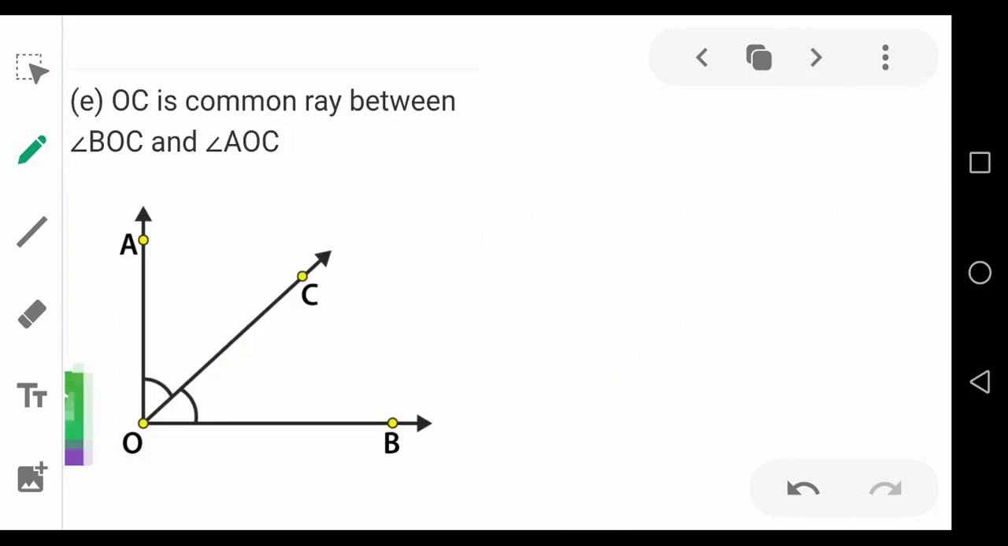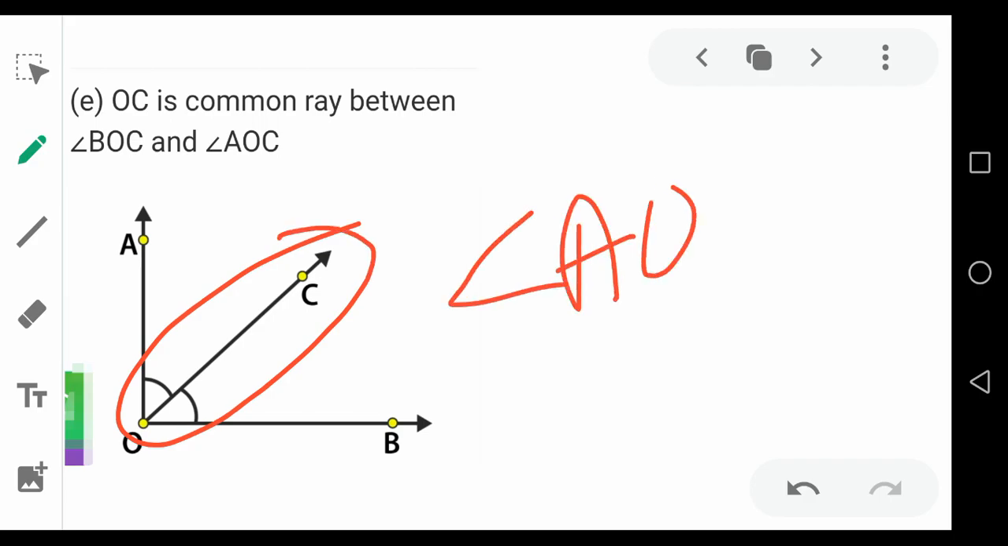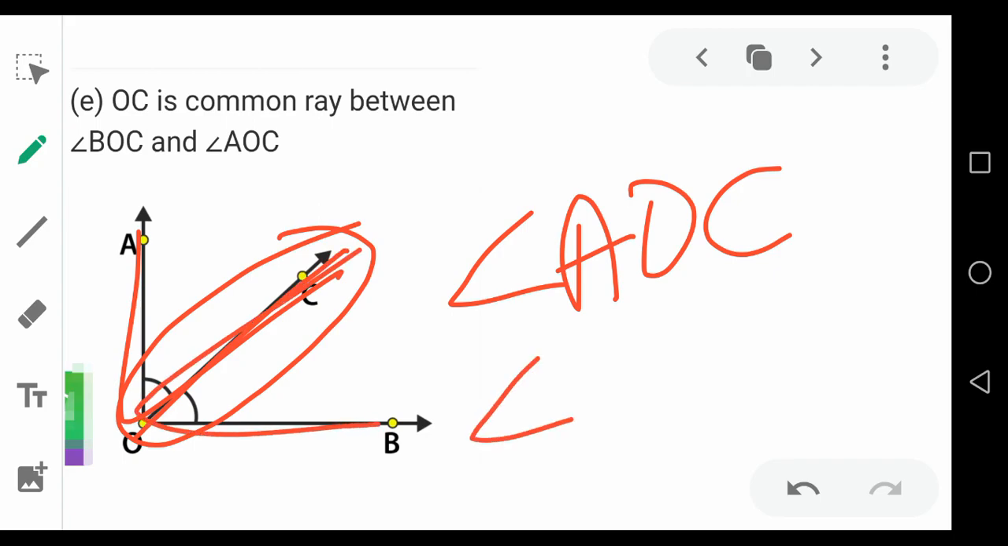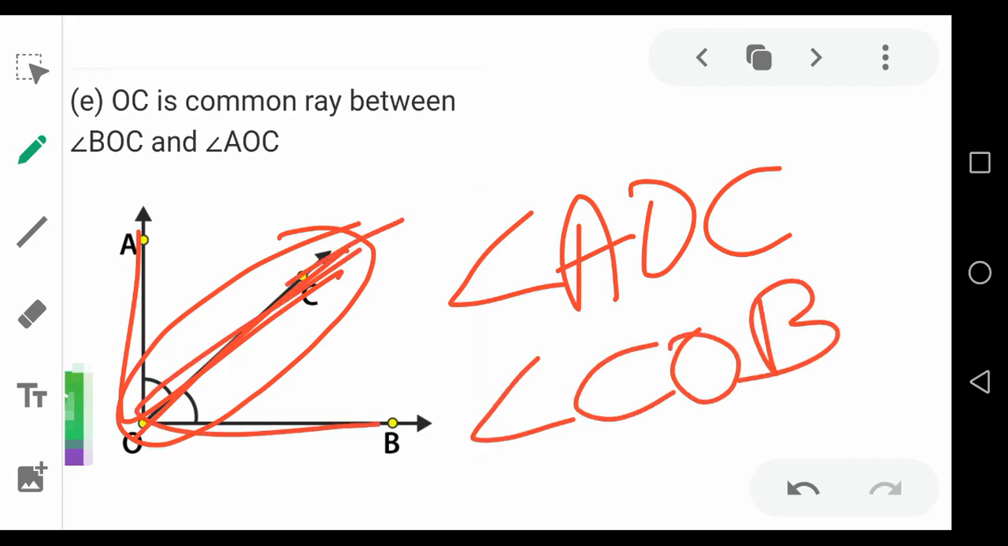Now common ray. You can see OC is the common ray. For which 2 angles? Angle AOC, on AOC you can see OC is there. And angle COB, there also this ray is common. So this is how we have to write. That's all for this. This exercise is over.